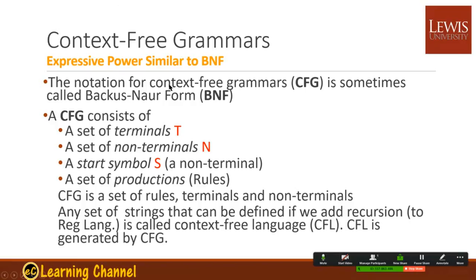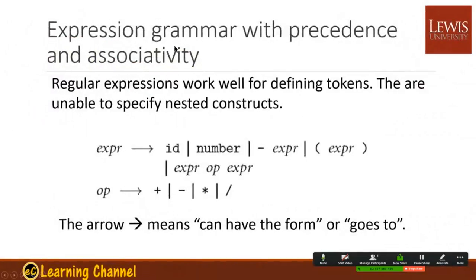The notation of context-free grammar is sometimes called Backus normal form. Context-free grammar includes terminals and non-terminals, a starting point symbol, and production rules. The rule can have terminals and non-terminals, so basically it creates a recursive environment, and the language is called a context-free language. Expression grammar with precedence and associativity.